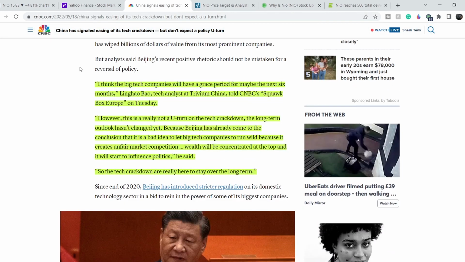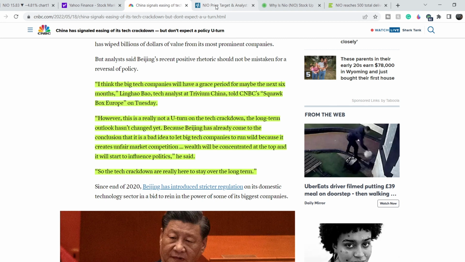And let me quote you this. "I think the big tech companies will have a grace period for maybe the next 6 months," Ling Hao Bao, tech analyst at Trivium China, told CNBC's Squawk Box Europe on Tuesday. "However, this is really not a U-turn on the tech crackdown. The long-term outlook hasn't changed yet, because Beijing has already come to the conclusion that it is a bad idea to let big tech companies run wild because it creates unfair market competition. Wealth will be concentrated at the top and it will start to influence politics," he said. So the tech crackdown is really here to stay over the long term.